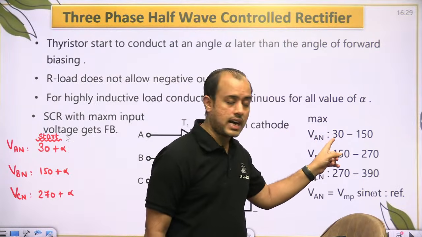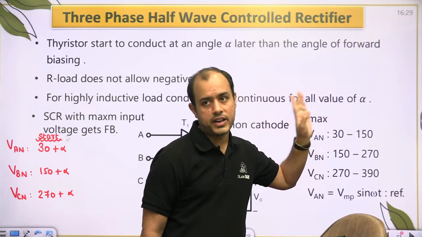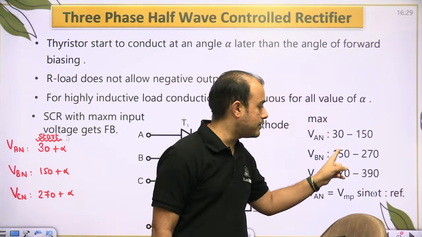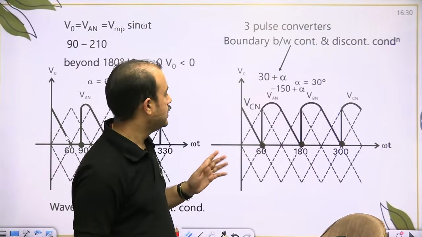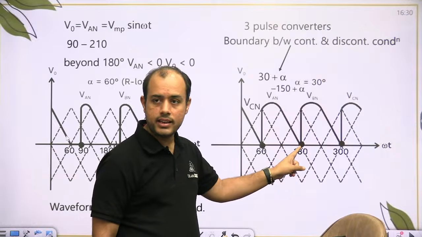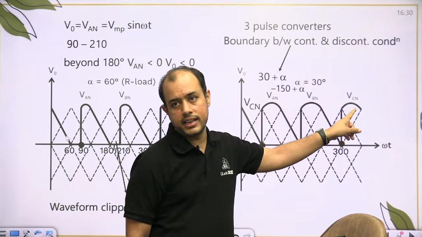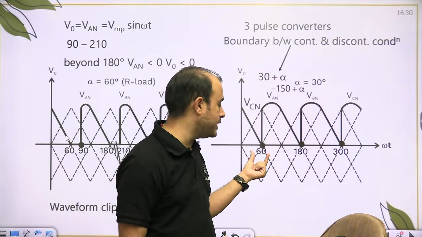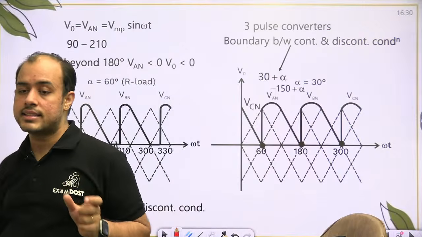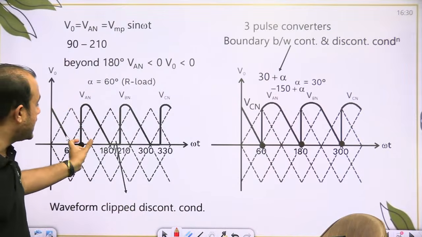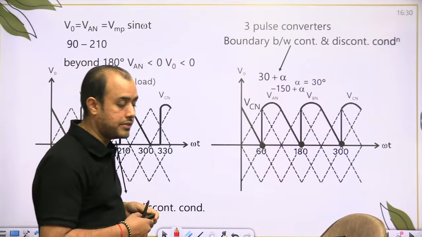तो AN will start at 30 plus alpha, that is 60, till 150 plus alpha, that is 180. BN at 180 to 300, CN at 300 to 420. So 60 to 180, it does not become negative. Then 180 to 300, then 300 to 420. 420 माने 60 degree. Now clearly you can see in one cycle of input, there are 3 pulses coming. So it is called as a 3-pulse converter.